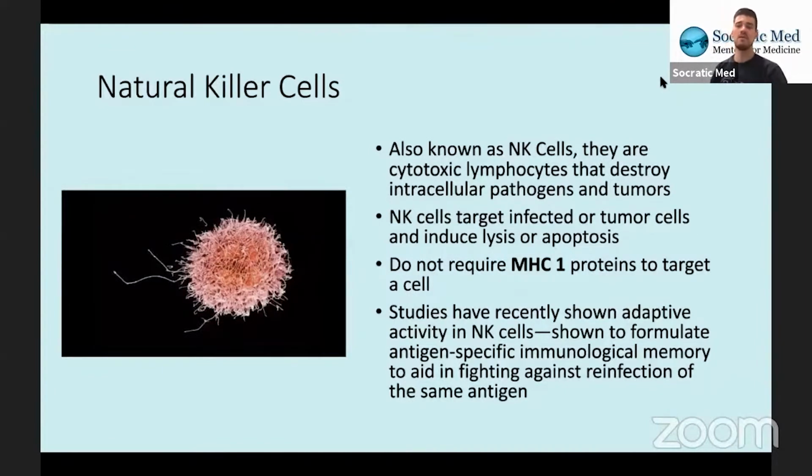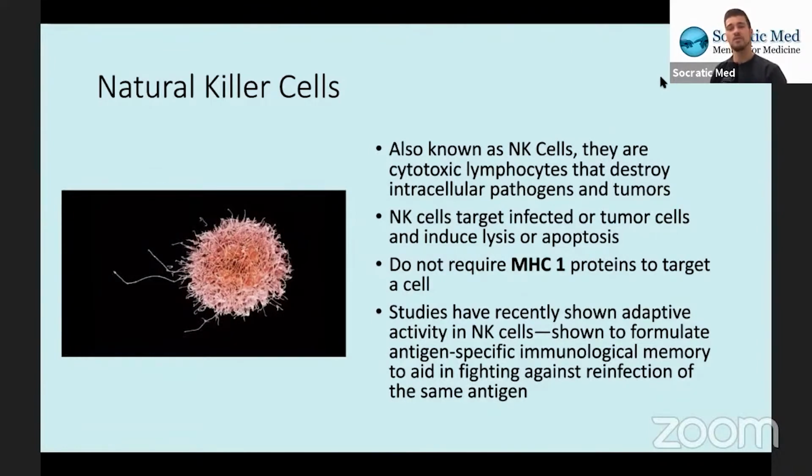We'll talk a little bit about MHC. Those basically present antigen to the immune system. A lot of cells need that MHC I complex in order to identify what cells they need to destroy, but natural killer cells actually don't need to do that, which is why studies have recently shown adaptive activity in NK cells. They're being implicated in cancer therapies.